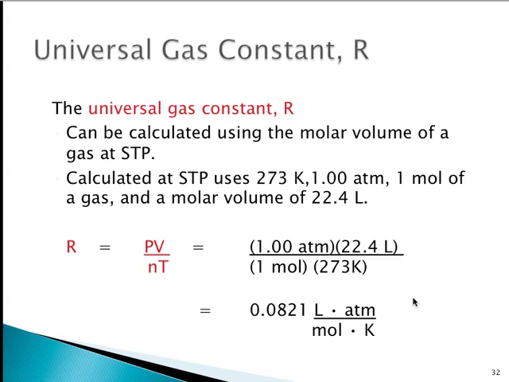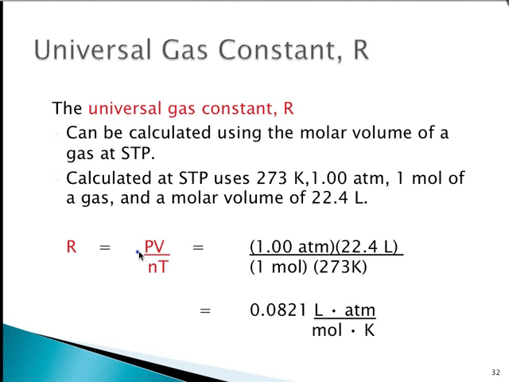All right, how are we going to use PV equals nRT? Well, let's calculate a value for R first, that universal gas constant. I call it the ideal gas constant. We can calculate this by using the molar volume of a gas at STP. At STP, we use 273 Kelvin, 1 atmosphere, 1 mole of a gas, and the molar volume is 22.4 liters.